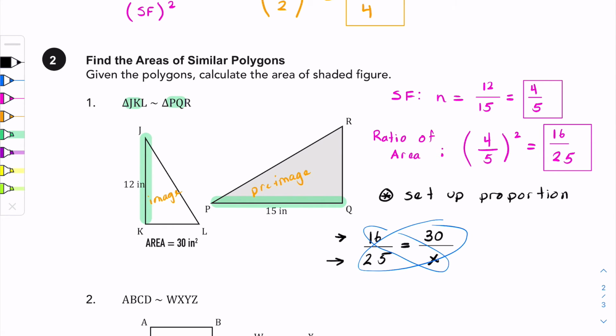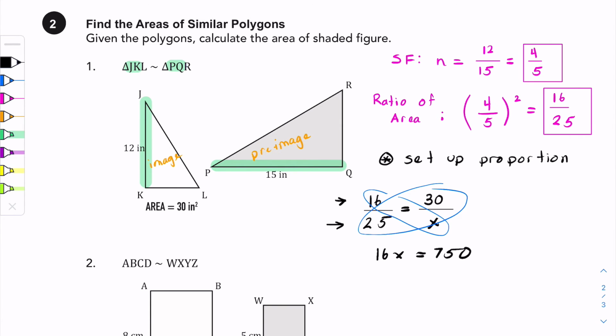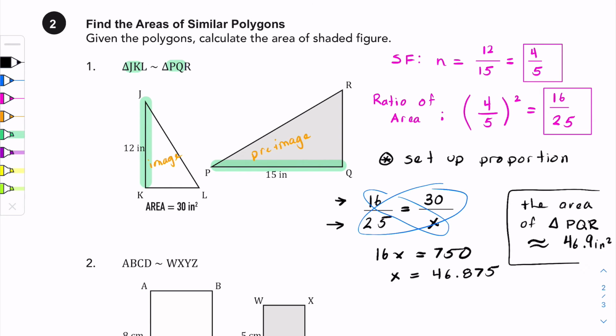When we cross multiply here, we end up with 16x is equal to 750. Use my calculator to divide 750 by 16, and x is approximately 46.875. So I could say the area of triangle PQR is approximately 46.9 square inches. And that would be my final answer. So I used the ratio of the areas in order to calculate the actual area.